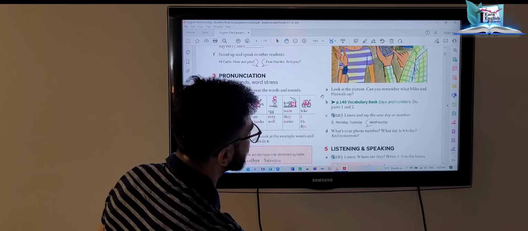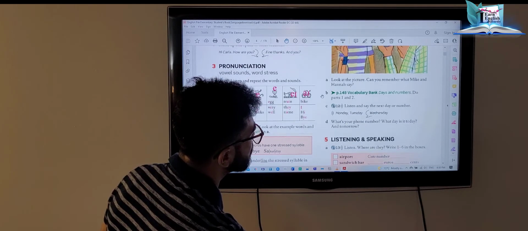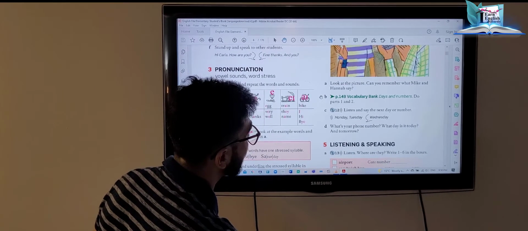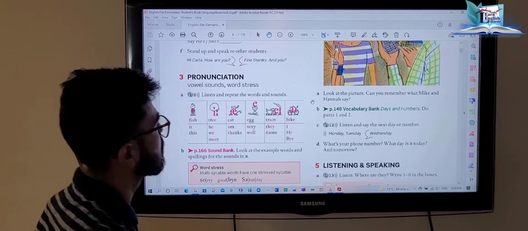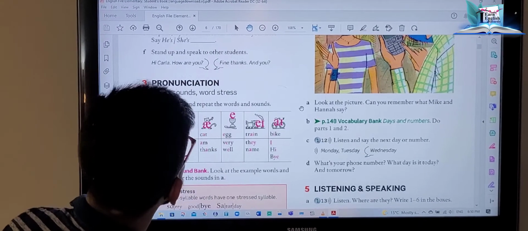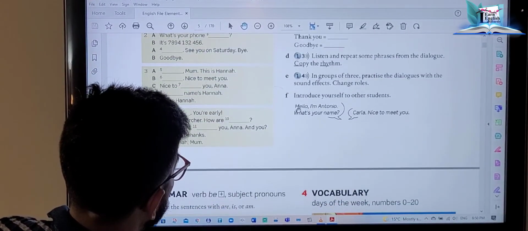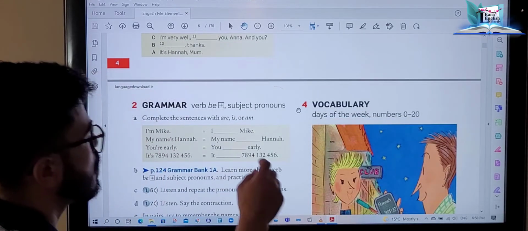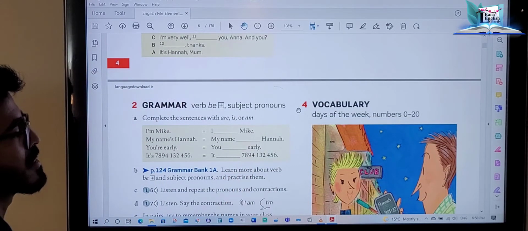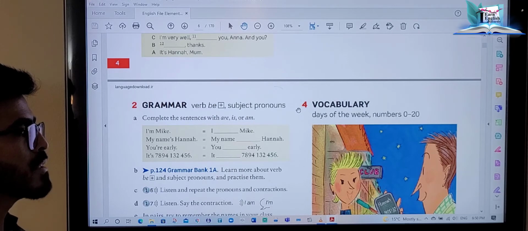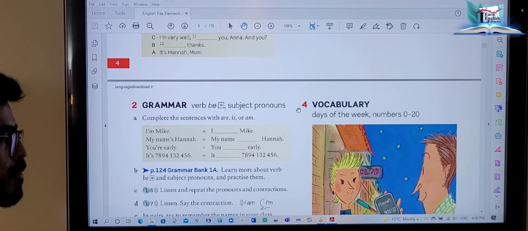Now, everybody, look at the picture. Can you remember what Mike and Hannah say? Yeah, maybe that was their phone number, right? So, let's see, what is the phone number? Can you read the phone number? It is 7894132456. So, that's the phone number.